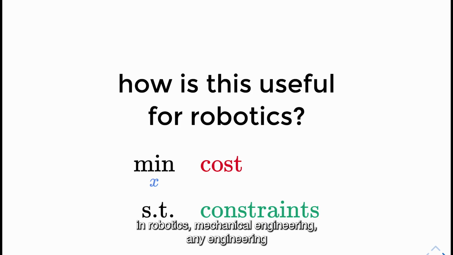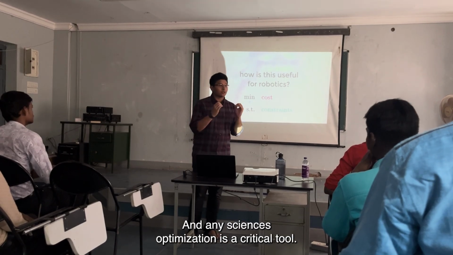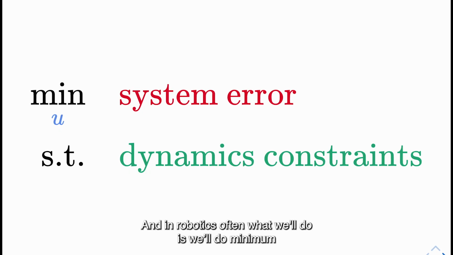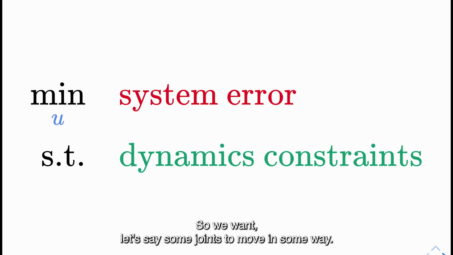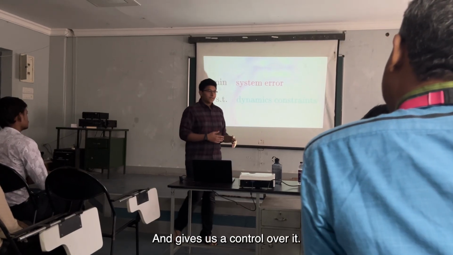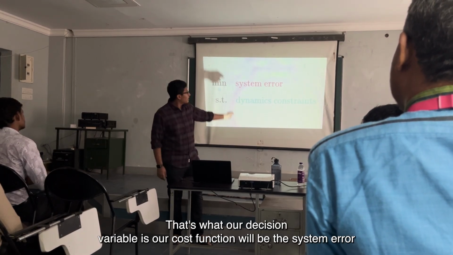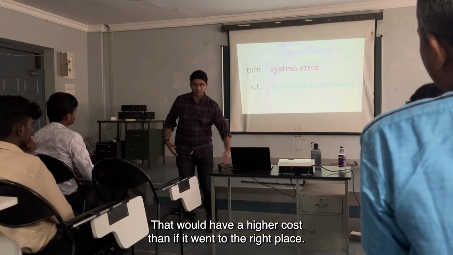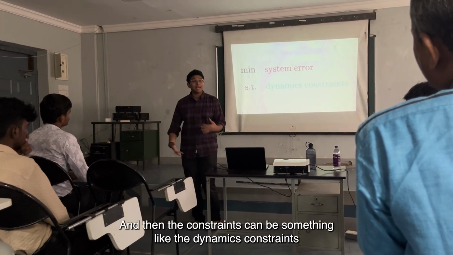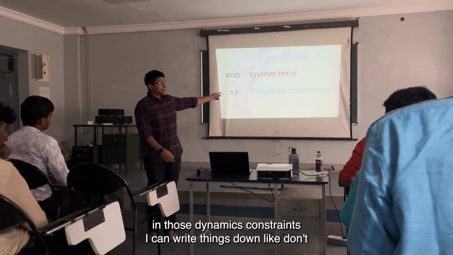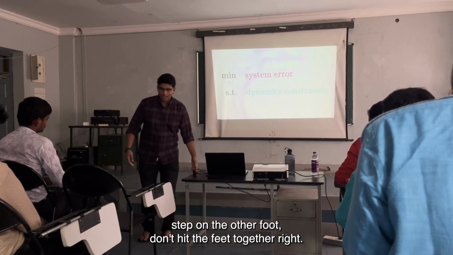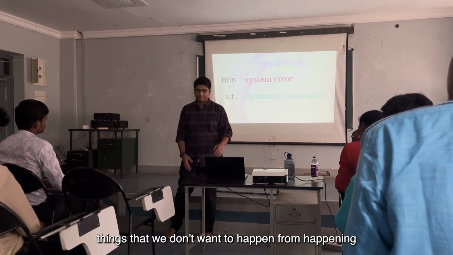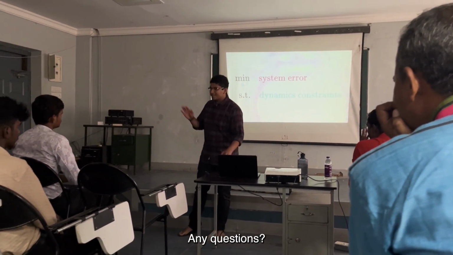Everywhere in robotics, mechanical engineering, electrical, any engineering, any sciences, optimization is a critical tool. And in robotics, you might be asking, how in the world are you going to be using this? In robotics, often we'll minimize over some control actions. So let's say we want some joint to move in some way, and we have control over it. That's our decision variable. Our cost function will be the system error. So let's say we want the robot to go from here to here, but it actually goes over here. That would have a higher cost than if it went to the right place. Does that make sense? And then the constraints can be something like the dynamics constraints. So let's say the robot is walking. In those constraints, I can write things down like, don't step on the other foot. Don't hit the feet together, right? I can have these allowable things that stop things we don't want from happening. Right. Okay. Any questions?